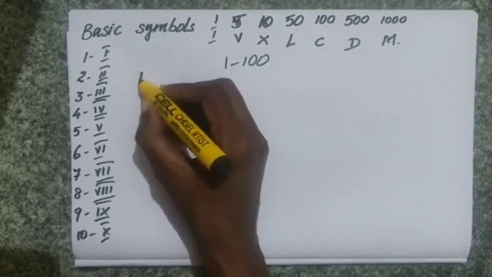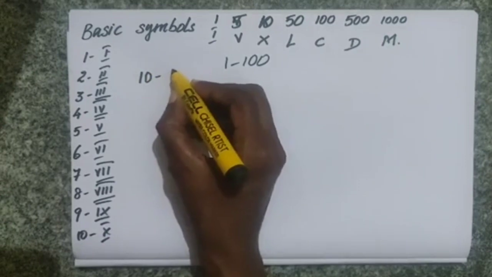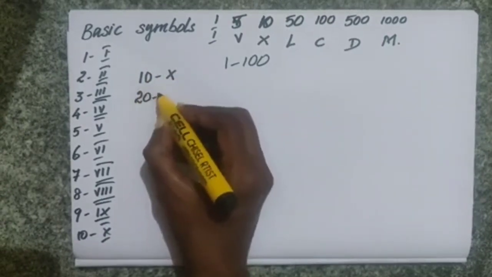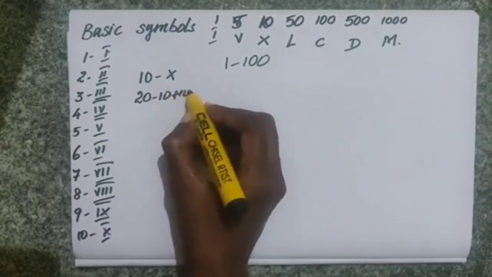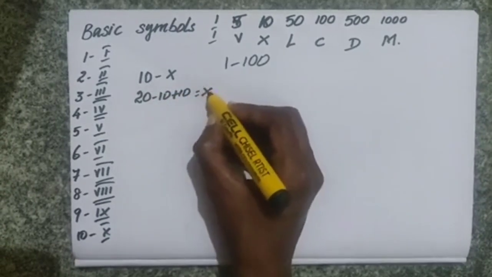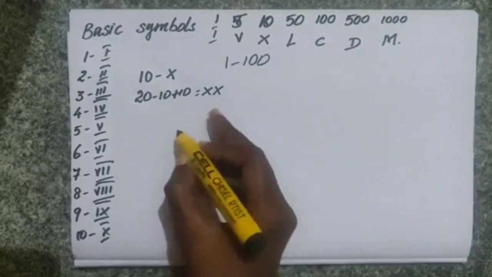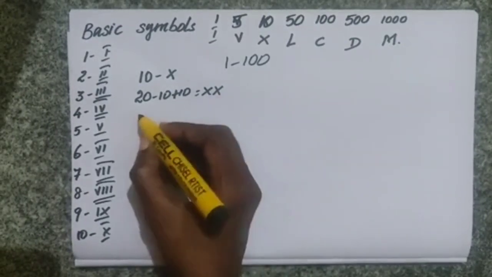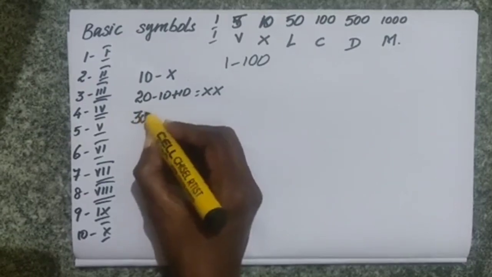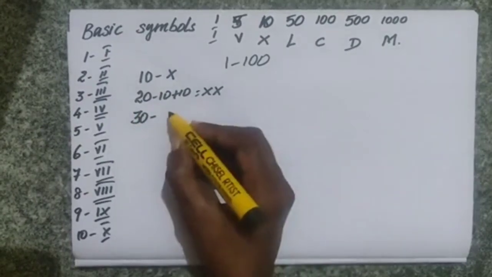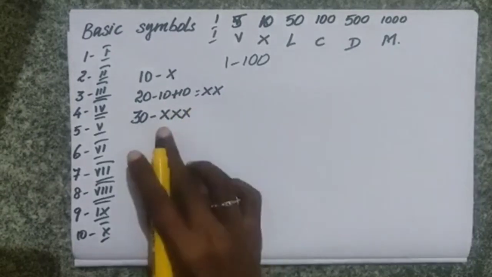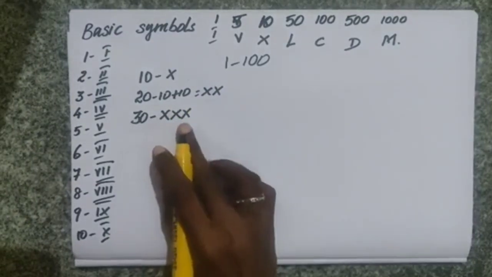For 10, you know already it is only one X. So for 20, how do we write? 10 plus 10. So 10 plus 10 means 2 X's. So 2 times we repeat X. So we are writing on the right side, which means we are adding. Okay. Again for 30 it is 10 plus 10 plus 10. So 3 times X. So X, X, X. So 10, 10, 10, 30.